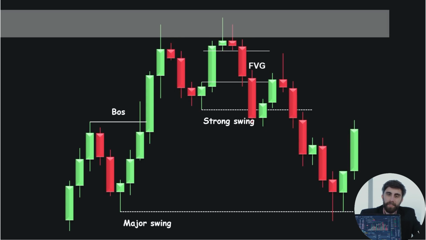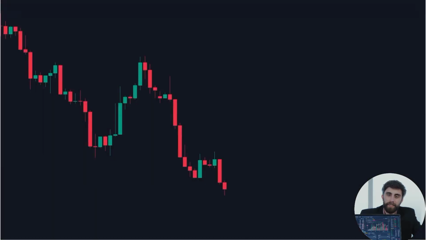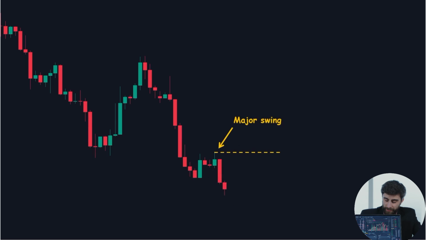Now, let's explore the third and final criterion that helps us identify a major swing, the distance pushed by the price. Look at this example. Here, the latest move has created an imbalance and broken the structure level to the downside. By definition, it is a major swing low. Does breaking above this high represent a valid change of character? If you answered no, can you guess what is wrong with this case?